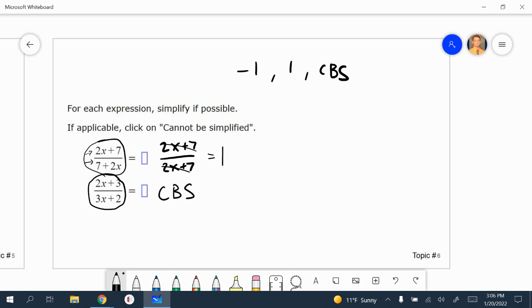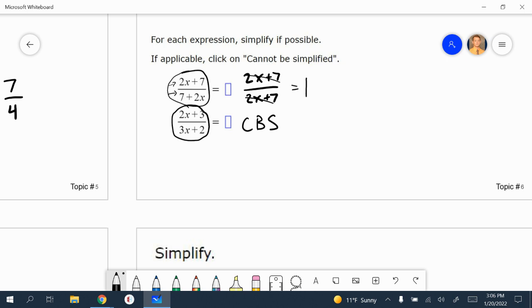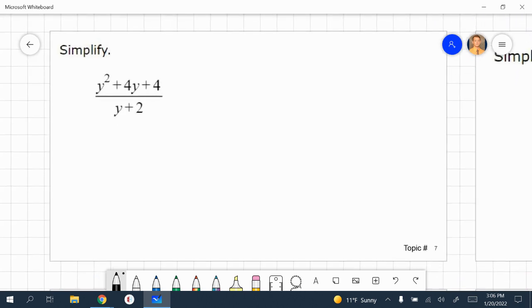It tried to trick you by saying the 2x and the 3x. It looked like they were maybe cancelable, but they're not. Let's go on to 7. Topic number 7. What can I pull out from the top first, if anything?